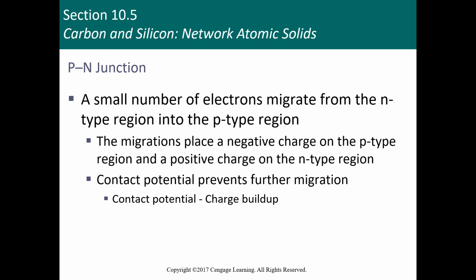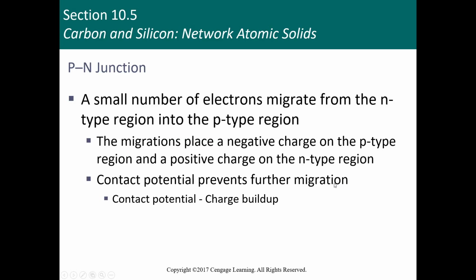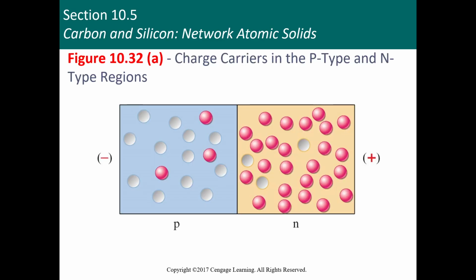So in a p-n type junction, a small number of electrons will migrate from an n-type region into a p-type region. Remember, the n-type region had extra valence electrons that can move into the lower energy p-type region. The contact potential prevents further migration. The contact potential is a charge buildup. So once you get a charge buildup between these two, you're going to have a barrier that will prevent further migration.